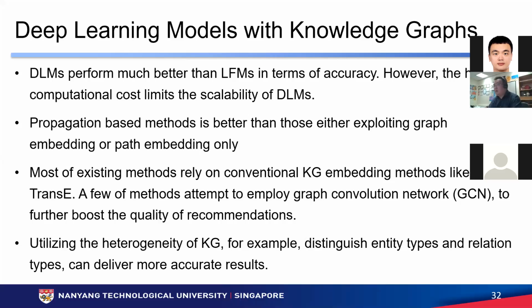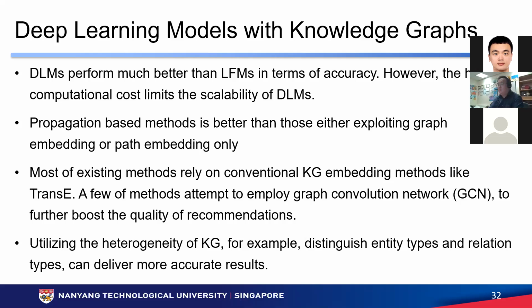But of course, we understand that GCN and GNN are quite heavy models. Another thing is that the knowledge graph is different from the network features. It's actually a heterogeneous graph, with different types of nodes and different types of links. Basically, the relations between the nodes have different types. So how can we better utilize this heterogeneity to deliver more accurate results?